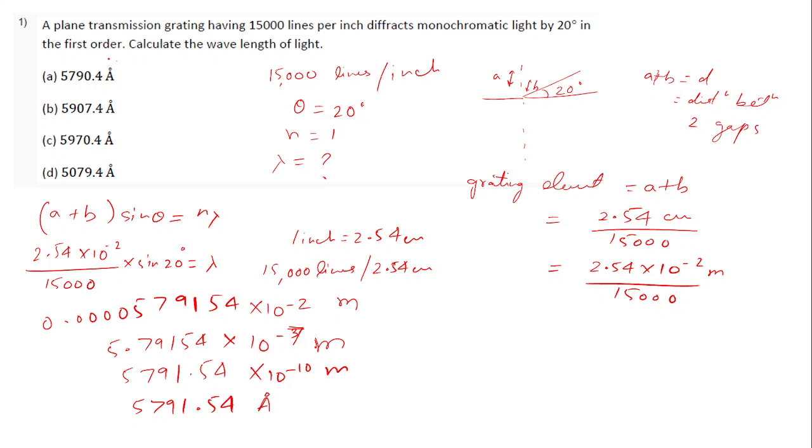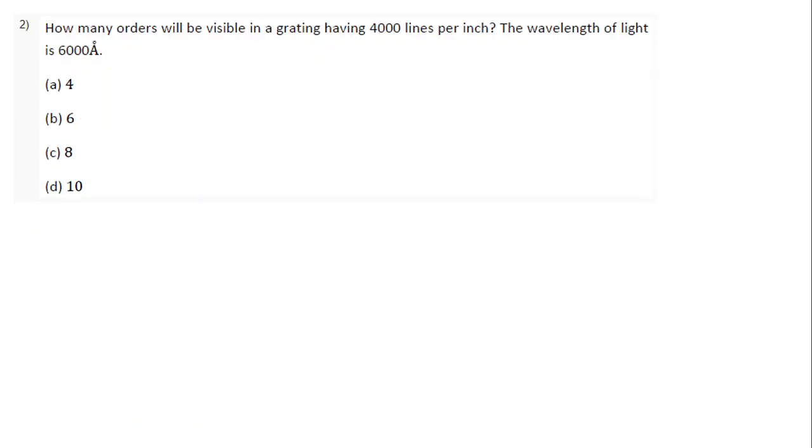Okay, so the correct answer here should be 5791.54. So the correct answer is close to option A, 5790, because the others are 5907 and so on. And the closest value is A. A is the correct answer here. Okay, moving on to the next question.